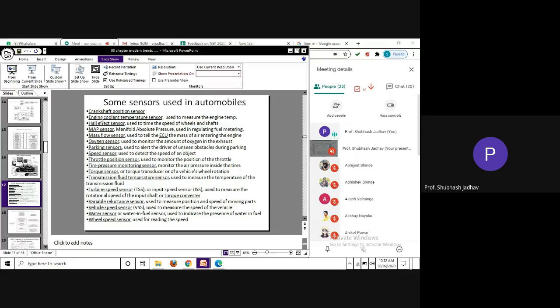Now, similarly, the engine coolant temperature sensor. What does it give? It gives the temperature of the engine. Now, what is it used for? It will be used for knowing the temperature. But what is the use of the temperature? Knowing the temperature, first thing, if the temperature is high, it means the engine is not being cold started.